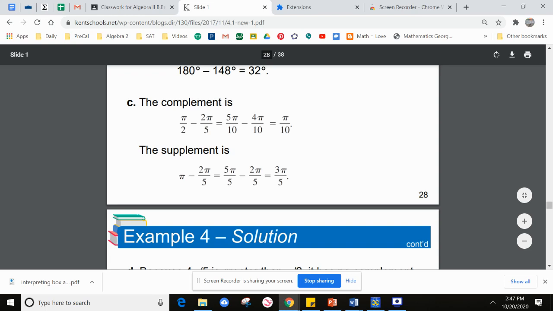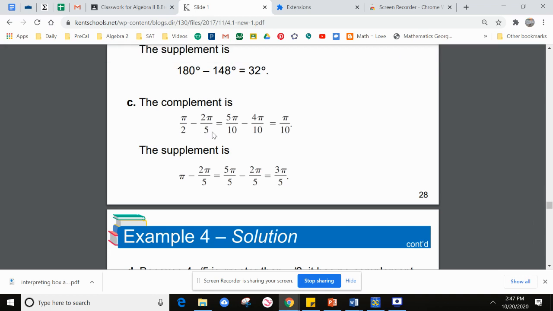Right here in this example, they're actually doing by hand a common denominator, changing pi over 2 to 5 pi over 10. They did the same thing with 2 pi over 5 and converted that to a fraction with the common denominator to get 4 pi over 10, giving pi over 10. But remember in class, we literally just put these two things in the calculator and we're okay with that. It's about the concept, not the process per se of finding a common denominator. So I'm okay with you using the calculator on that part.